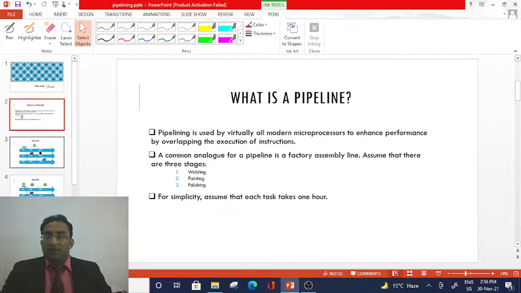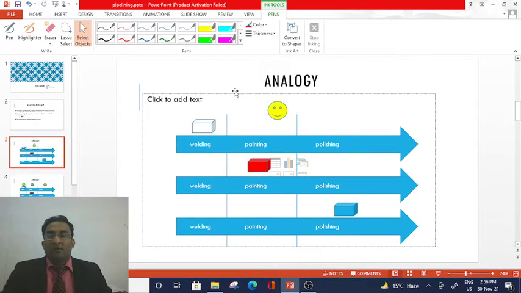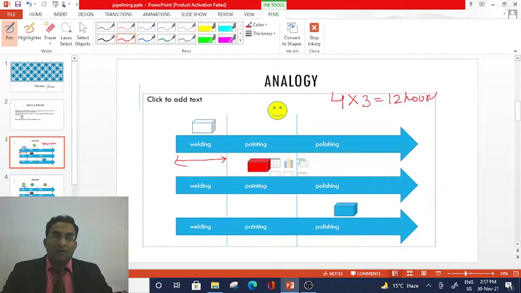If in a factory there is only one person for all these operations, and we have 4 boxes, then the first box will take 3 hours: 1 hour for welding, the second hour for painting, and the third hour for polishing. So the first box is completed in 3 hours by one person. Similarly, if there are 3 boxes, they will be completed in a total of 12 hours.